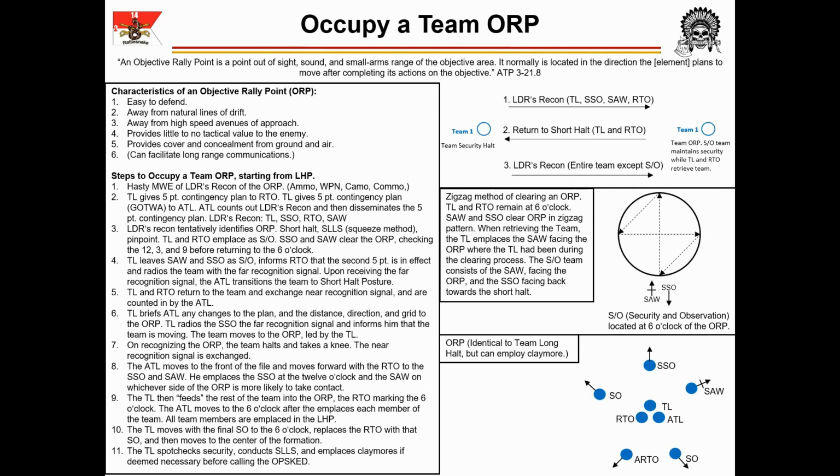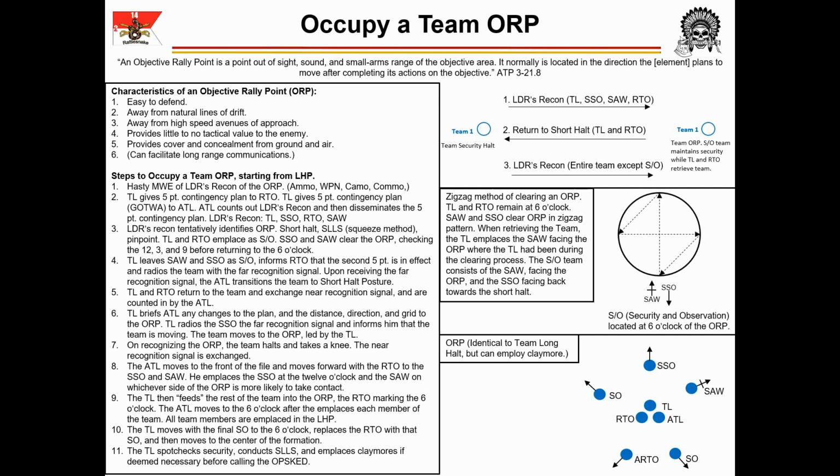When the ATL receives the FAR recognition signal, he moves the remainder of the team into the short halt posture and prepares for the team leader's return. The team leader and RTO keep their rucksacks on and move back to the team's halt. They exchange the near recognition signal with the ATL upon identifying the team's halt. The ATL counts the 2 men back into the halt.